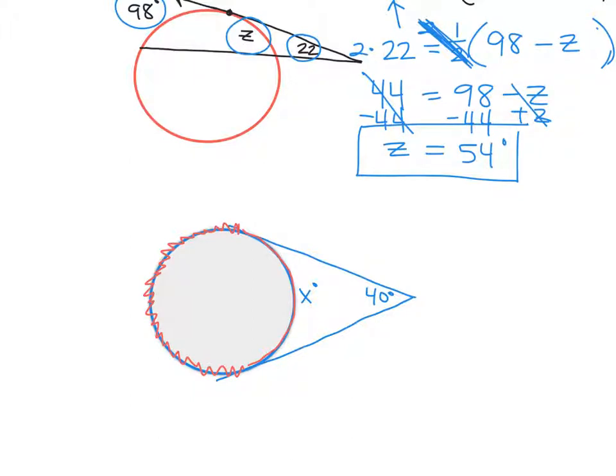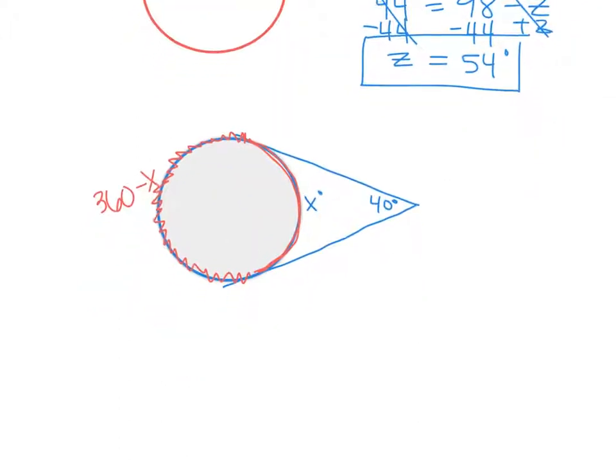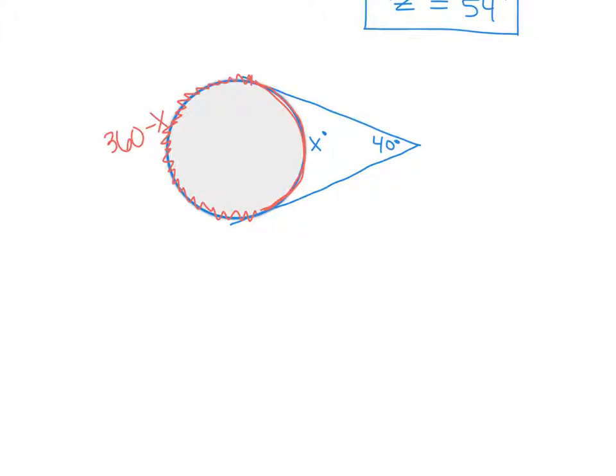So if this is x, then this one has to be 360 minus whatever x is, right? So you're just going to call it 360 minus x for now. We don't know an exact answer, an exact number, but we do know that that is true. So how would we set that one up? What's the standalone? 40. It's always the angle that is your standalone, right?